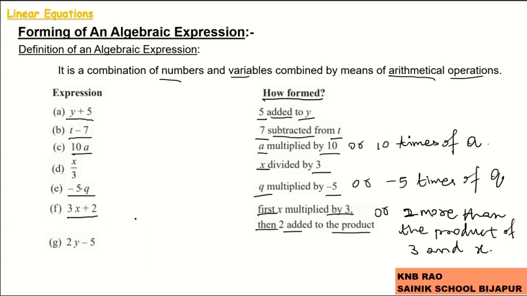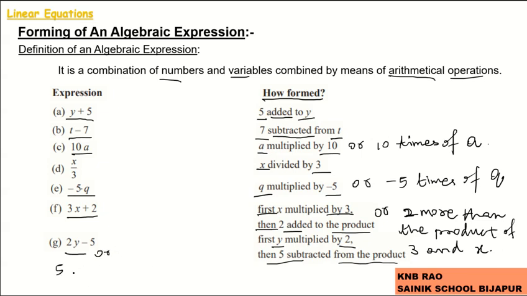Next, the 2y minus 5 can be said as first y is multiplied by 2 and then 5 is subtracted from the product, or you can say that 5 less than the product of 2 and y. So that is also a better way of telling.